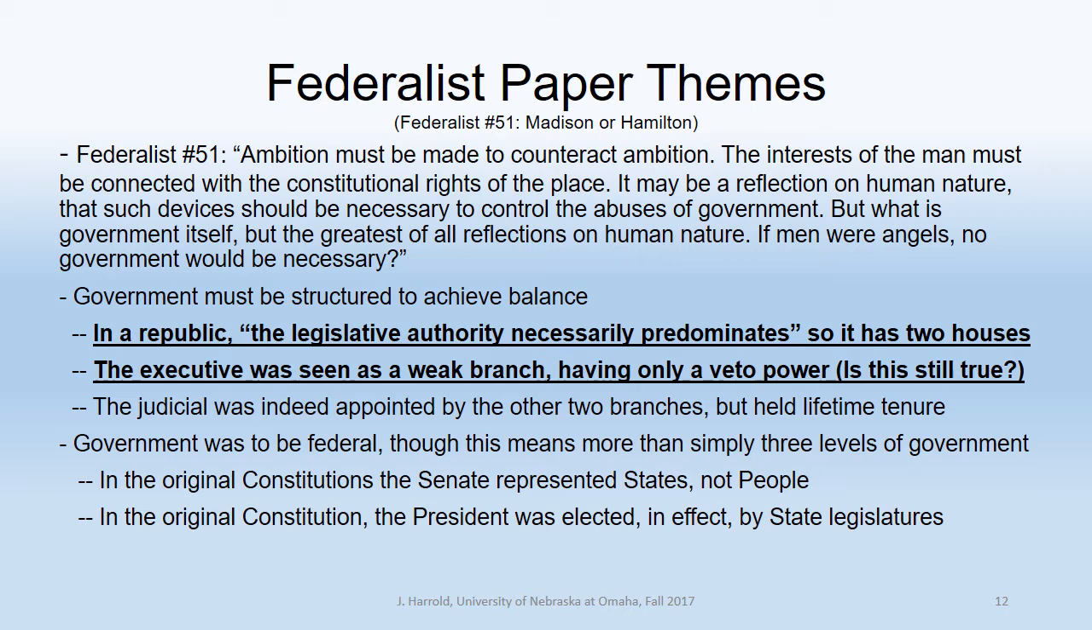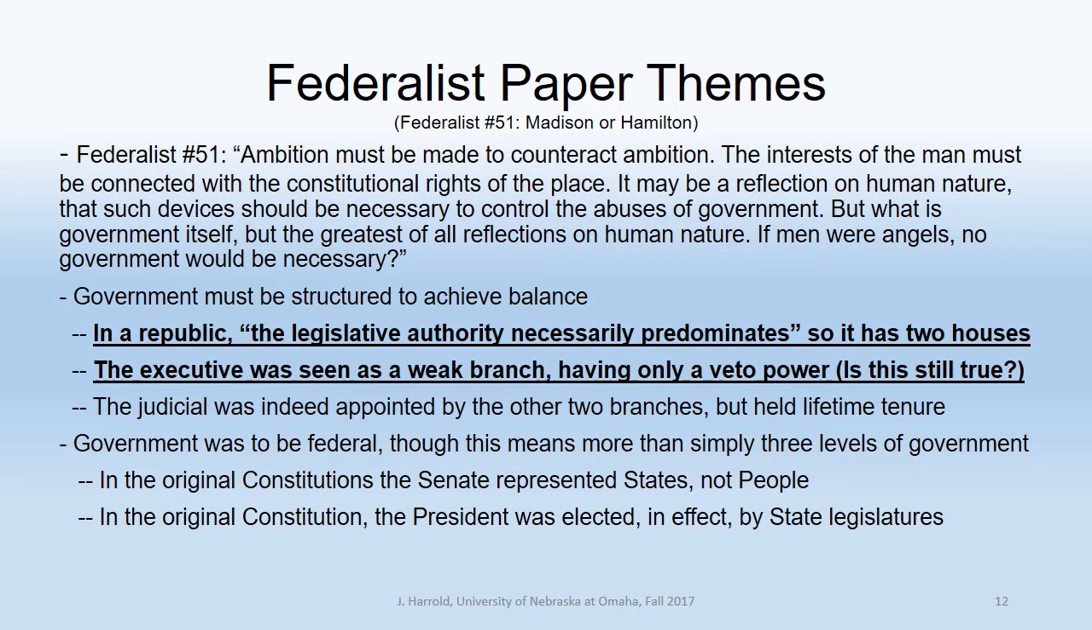And so we've read this, and so this is just a review, but Federalist 51 said that ambition must be made to counteract ambition. What were Hamilton and Madison talking about there? Well, they were talking about the relationship between the executive and the legislative, and between the central government and the states. So in a republic, the legislative authority necessarily predominates. This is what was said in the Federalist Papers. That is, the executive was seen as a weak branch, having only a veto power. But the question is, is that still true?